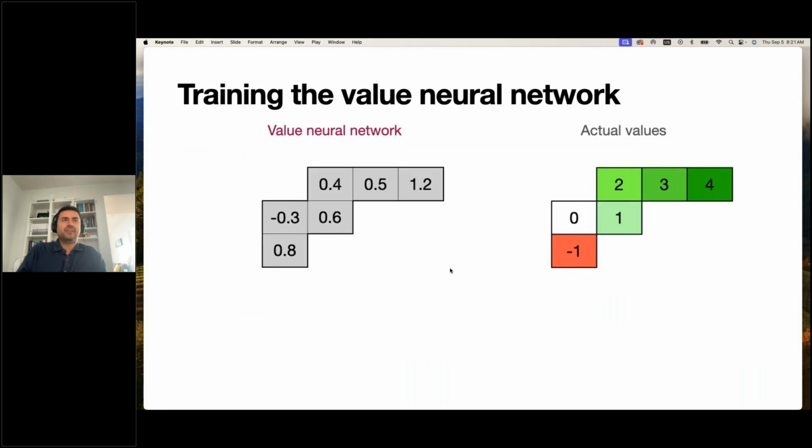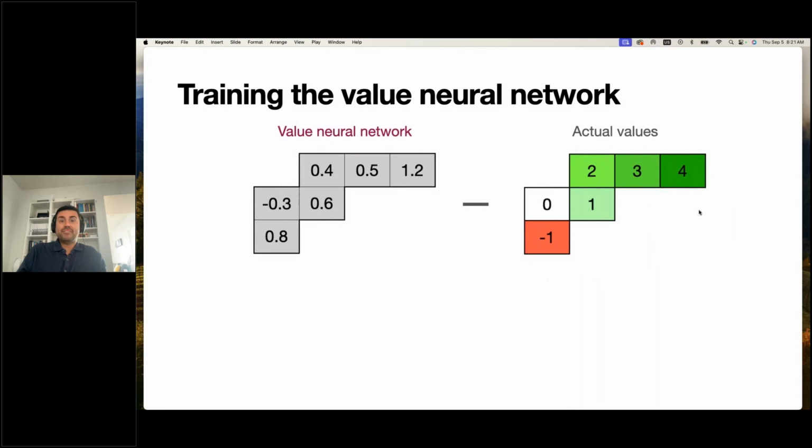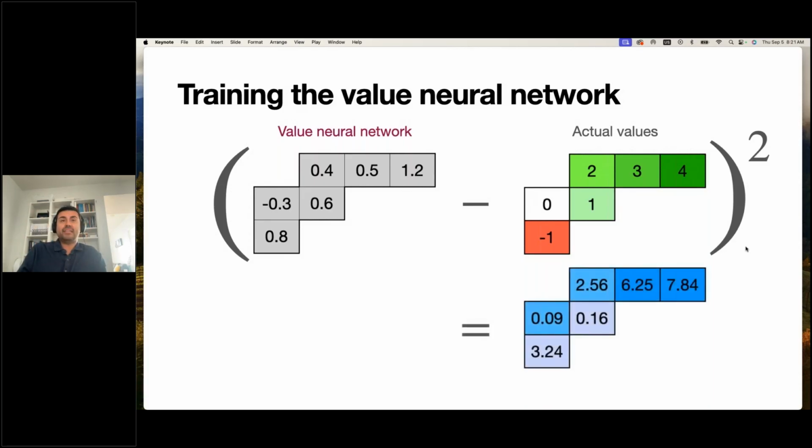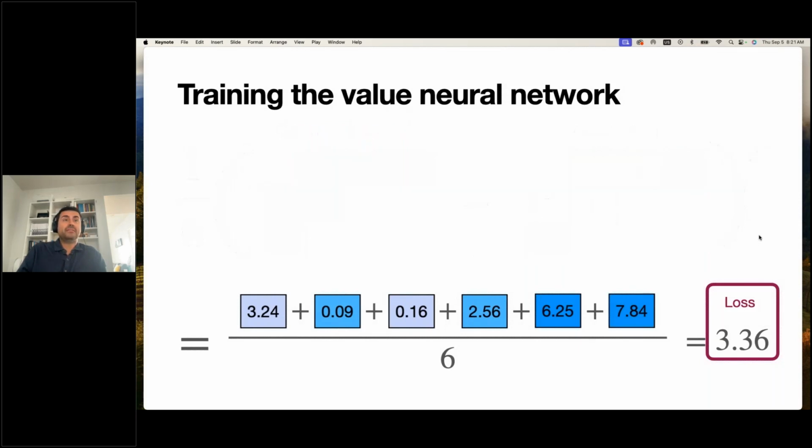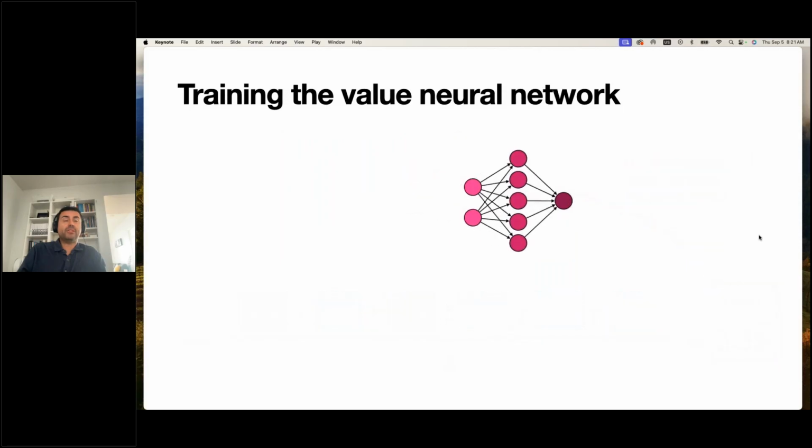So I want to compare what the network gave me with what the values were. How do you compare? Well, you subtract them and you square, right? That's a typical machine learning trick. I take the squared differences and average them over the entire path, and 3.36 is my loss. I want to make this number as small as possible, because then the value neural network is going to output values as close to the actual values as possible. So you use this to train the value neural network.